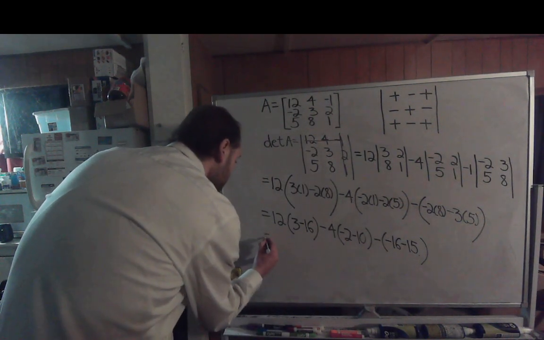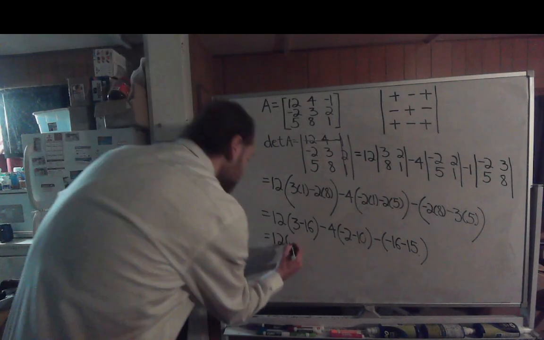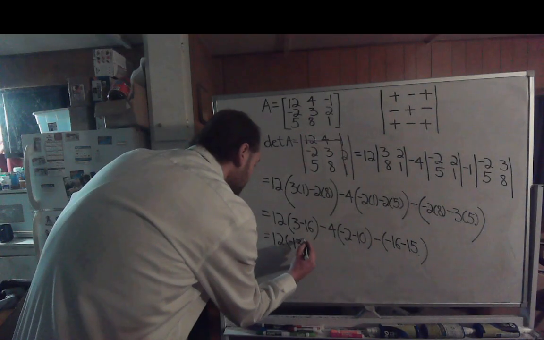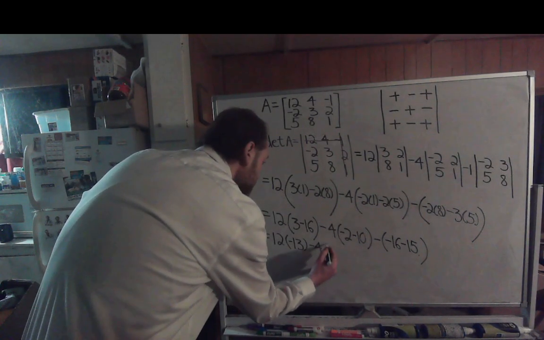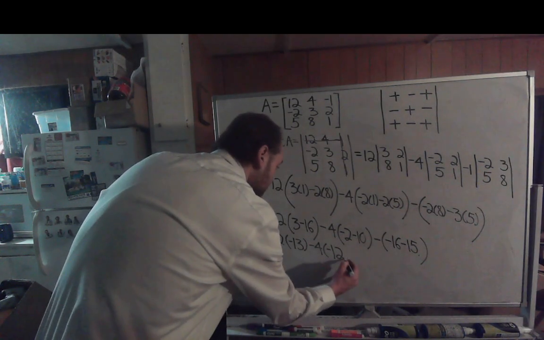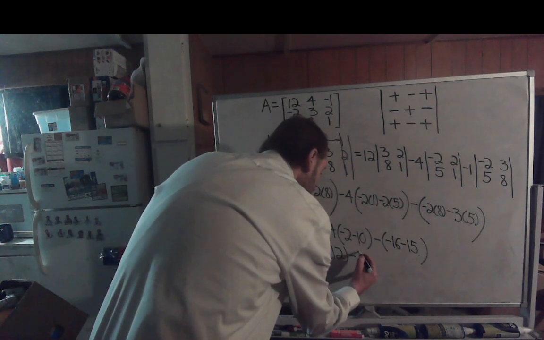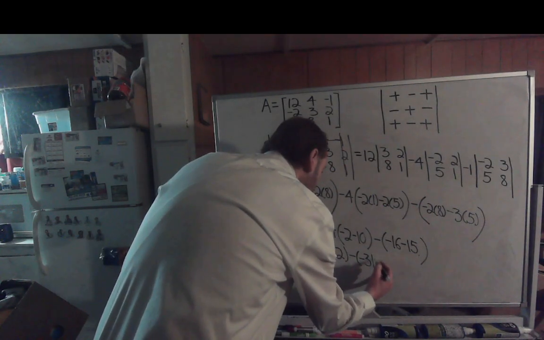Alright, so then you're going to end up having 12 times, what is 3 minus 16? That's negative 13. Minus 4 times negative 2 minus 10 is negative 12. Minus negative 16 minus 15 would be negative 31.